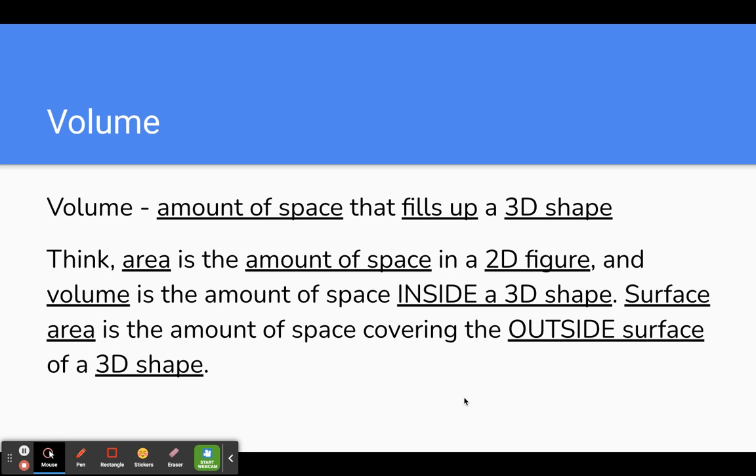Okay, so think if you draw a square on a piece of paper that's 2-dimensional, the area is the amount of space within that 2-dimensional square. A cube, like a dice or a box that you get from Amazon, the outside surface would be the surface area, right? All of the amount of cardboard that makes up that box. Whereas volume would be the amount of space that you can fit the things that you bought from Amazon in that box. Okay, so that's the difference between the area, surface area, and volume.